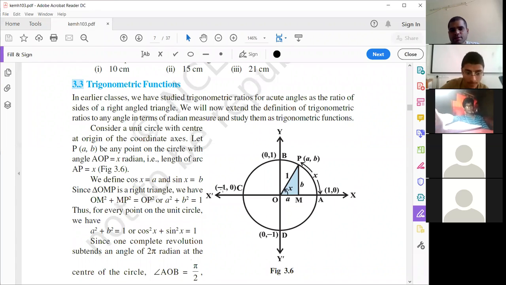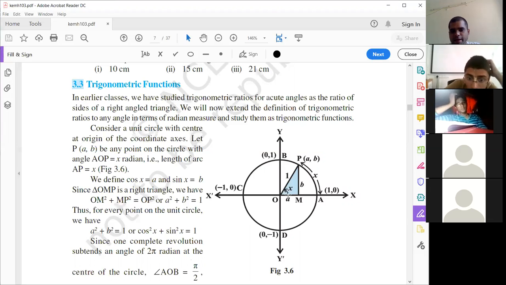How are they defined? Let us consider a circle of unit radius, meaning the radius is 1 unit, and you take any point P on its circumference, with coordinates a comma b. The length of the hypotenuse will be 1 unit, because the radius of the circle is 1 unit. Let's say the length of the perpendicular is b and the base is a.